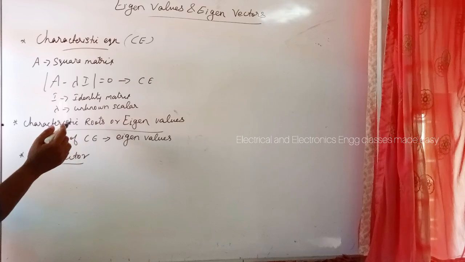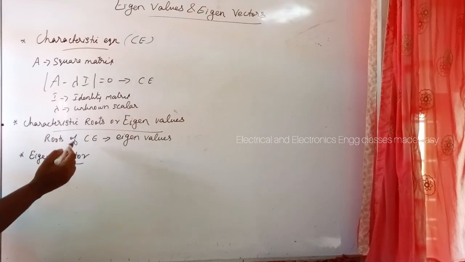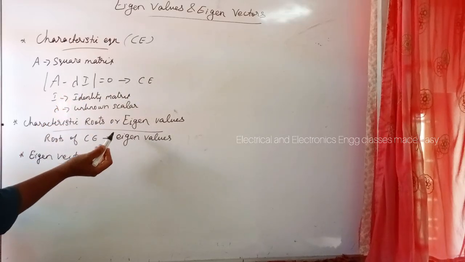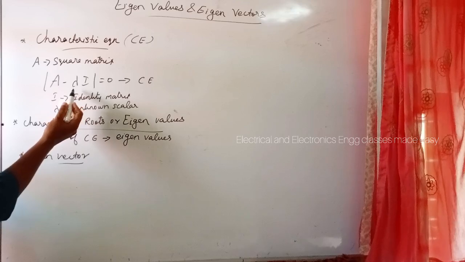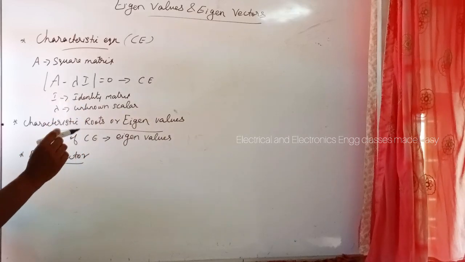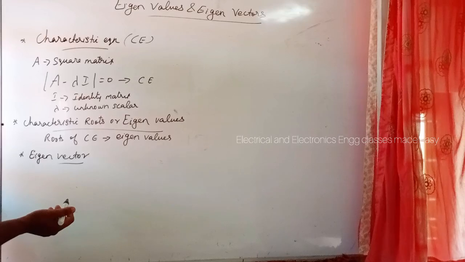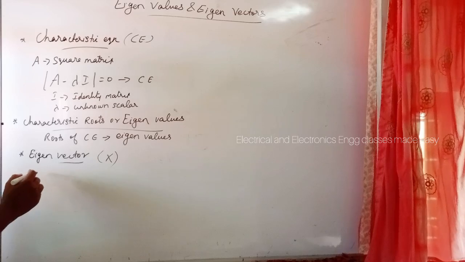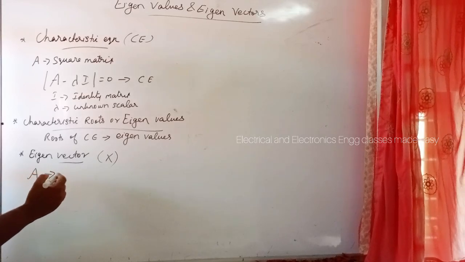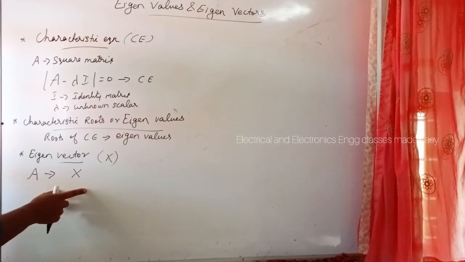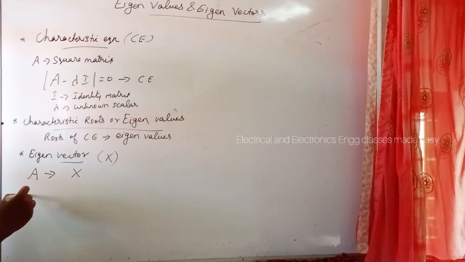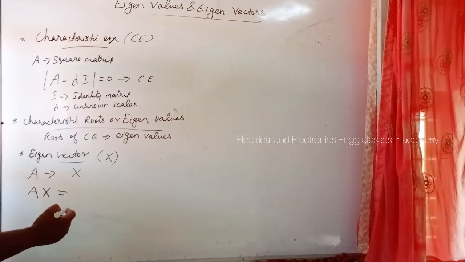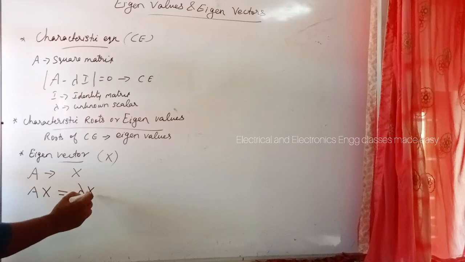Then what are eigenvalues and eigenvectors? The roots of this characteristic equation are called eigenvalues. That is, the values of lambda are called eigenvalues. Then what is an eigenvector? An eigenvector is represented by x. So an eigenvector of a square matrix A is a non-zero vector x such that when A multiplies x, the result is just a scalar multiple of x.